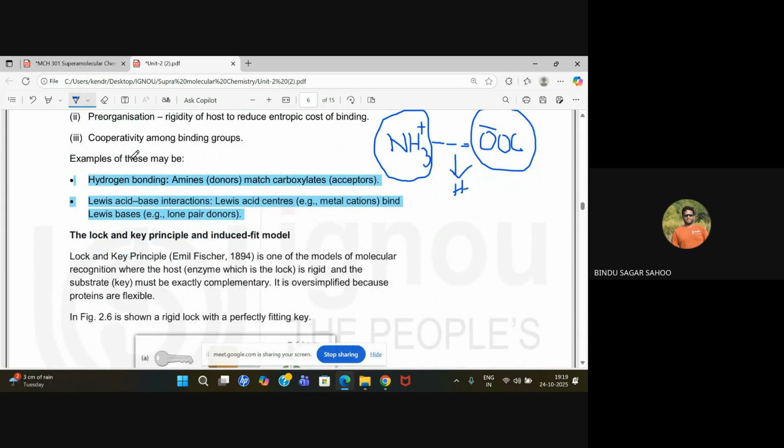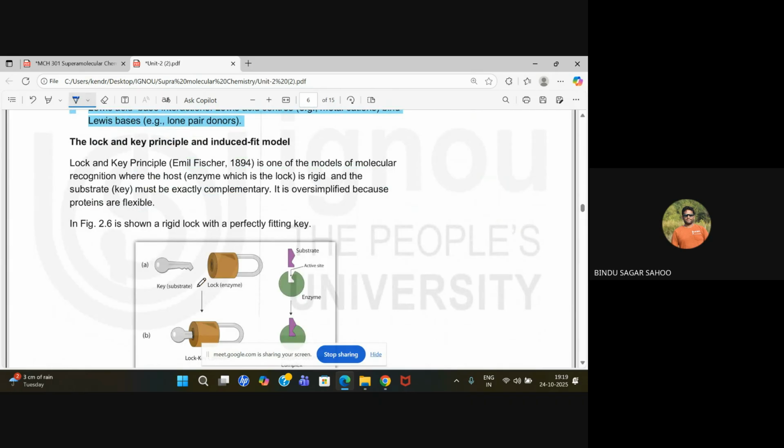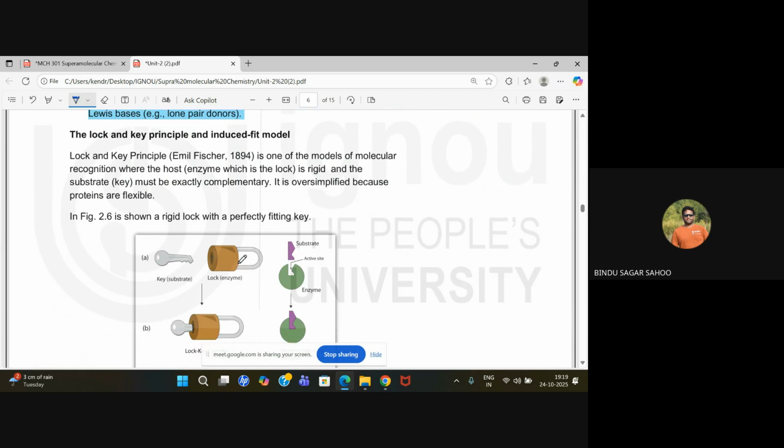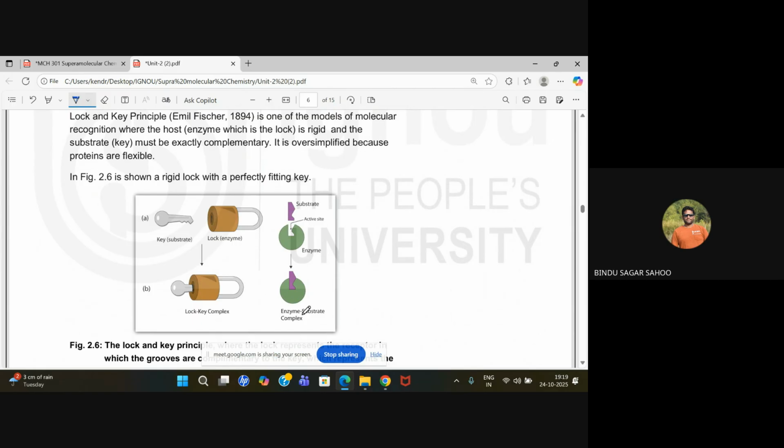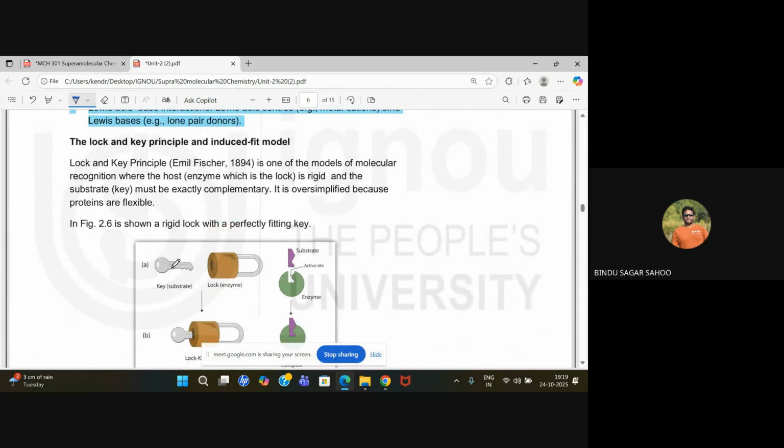Second thing is the lock and key principle, which we previously discussed. The lock is the enzyme and it is providing a cavity, and the key is the substrate. They can fit into it and form an enzyme substrate complex. So if the cavity size is proper according to the guest, then we can say the lock and key, or enzyme and substrate, are complementary to each other.